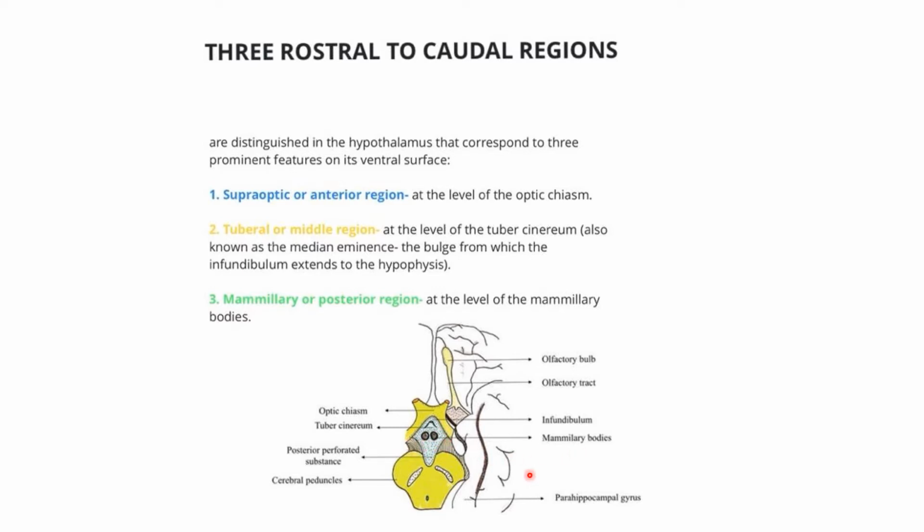There are two mammillary bodies. So the supraoptic region is under the optic chiasm, and then the tuberal region is from the tuber cinereum, the bulging there, and then there are the mammillary bodies as well, the mammillary region or the posterior region.